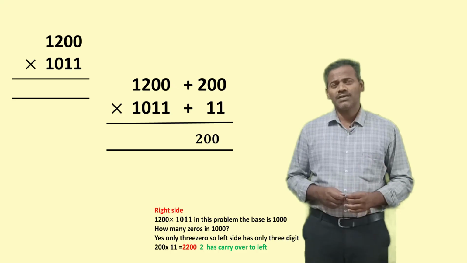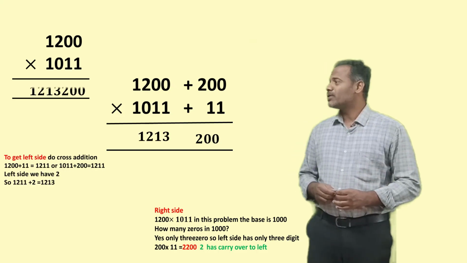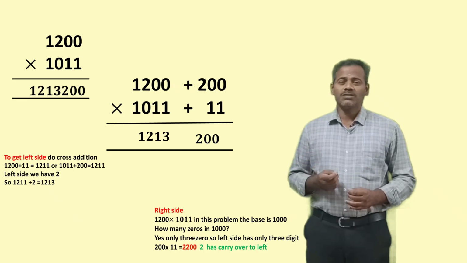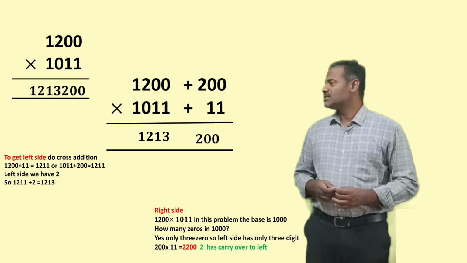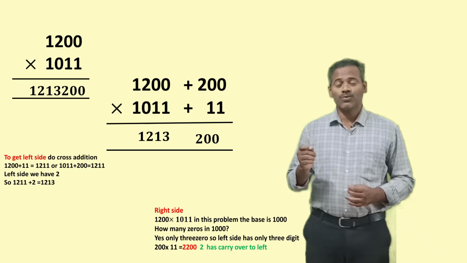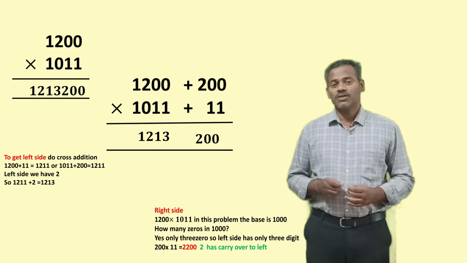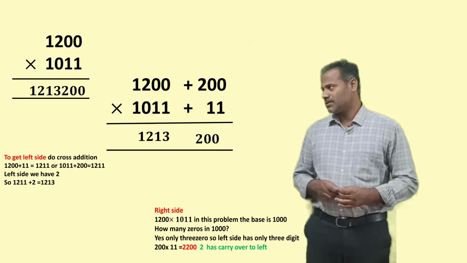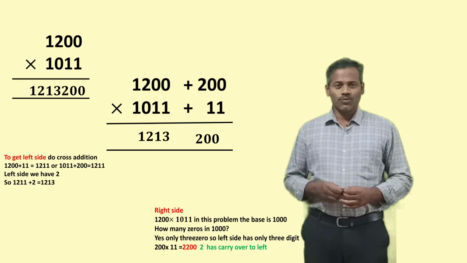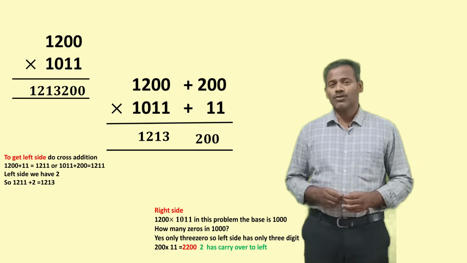And what about the left side? That is cross addition. Either you can add 1200 plus 11 or 200 plus 1011. We will get the same answer, 1211. We already have remainder 2, so 1211 plus 2 will get 1213. So the answer is 1213200.